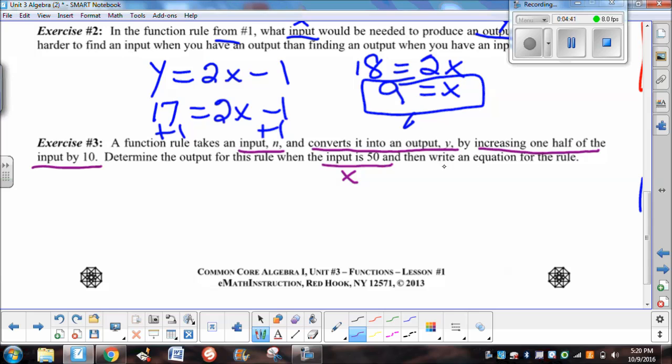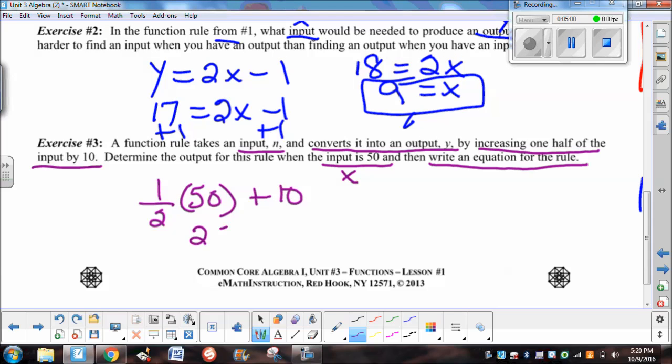When our x is 50, then write an equation for this rule. So it says by increasing 1/2 of the input by 10. So 1/2 of our input and increasing it by 10. That's exactly what the rule just said.